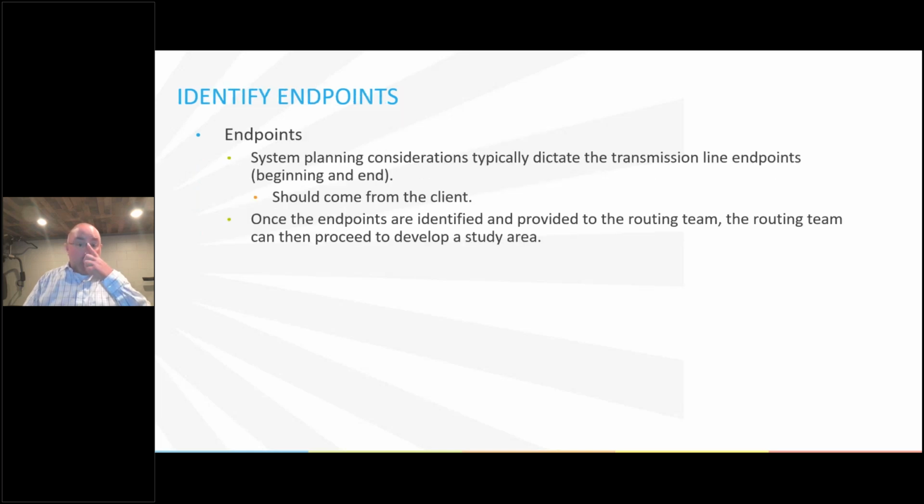So the first thing we want to do when we're routing is identify our endpoints. System planning considerations typically dictate the transmission line endpoints. That should come from the client. Once the endpoints are identified and provided, the routing team can then proceed to develop a study area.